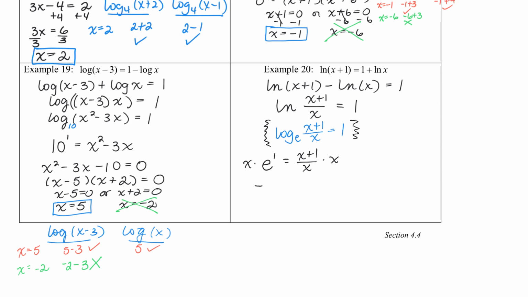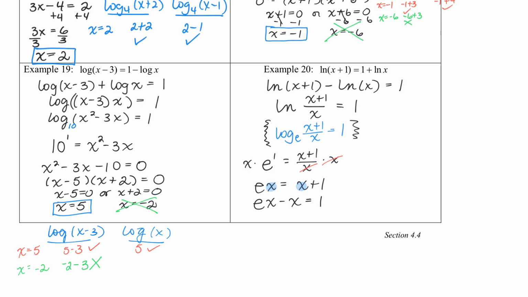And on the left-hand side, I'm going to get e times x equals, on the right-hand side, these x's are going to divide out, and I'm going to be left with x plus 1. And I need to solve for x, right? So I need to get both those x's on the same side of the equation. And I'm going to accomplish that by subtracting x from both sides. So I'm going to get e times x minus x equals 1.